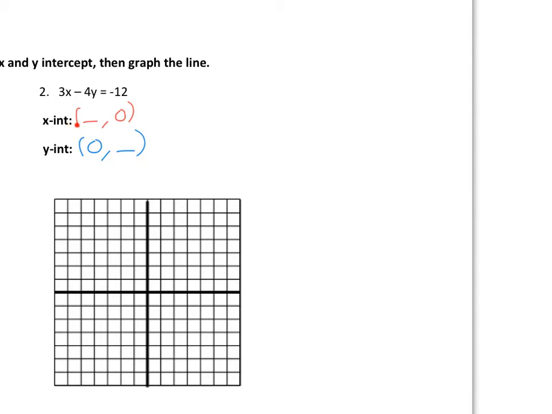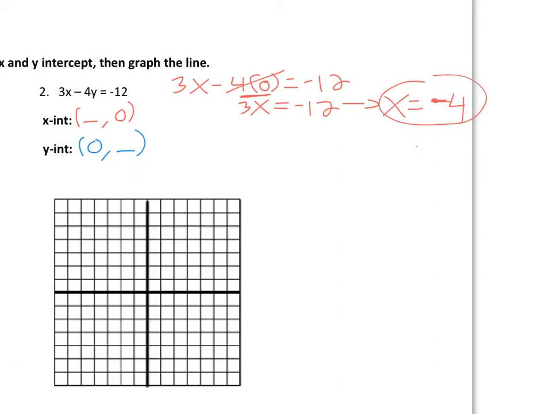So for this x-intercept, I'm going to plug this 0 into y. So when I do that, I'm going to have 3x minus 4 times 0 equals negative 12. This 4 times 0 is 0, so this goes away. So we're just left with 3x equaling negative 12. Then we divide by 3, and we get x to equal negative 4. So it's going to hit the x-axis at negative 4. So this x-intercept is negative 4, 0.